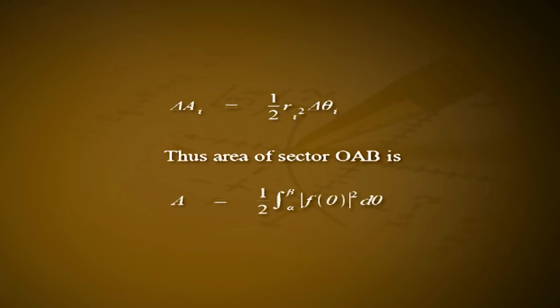Since the area of any typical circular sector with radius Ri and central angle delta theta i is given by delta Ai is equal to 1 by 2 Ri square into delta theta i. Thus, area of sector OAB is A is equal to 1 by 2 into integral from alpha to beta f of theta whole square d theta.